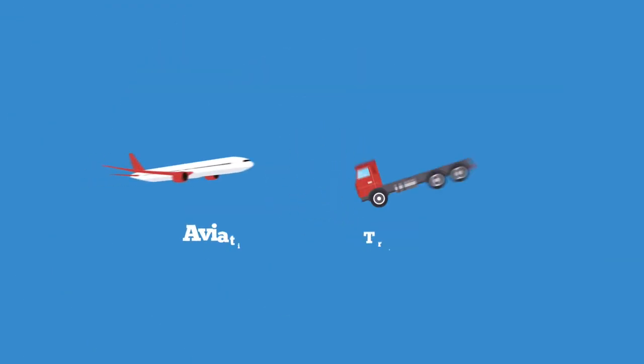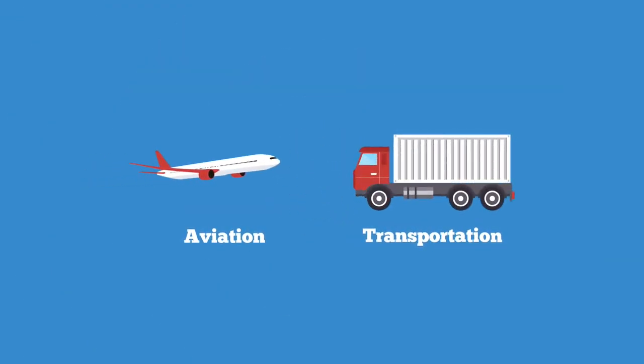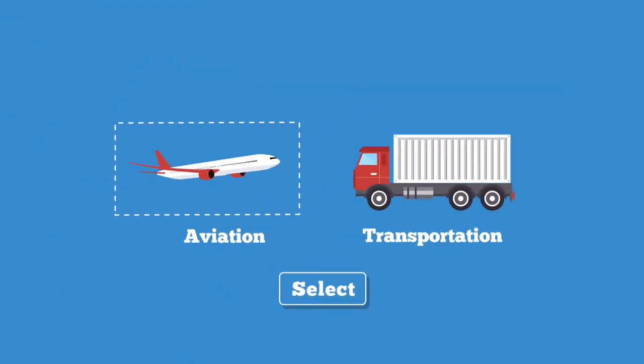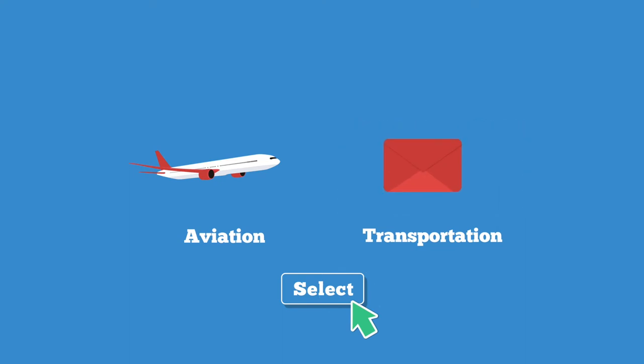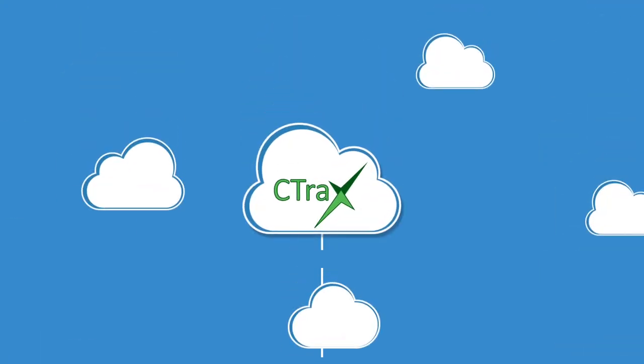CTrax offers provider type templates to make COI requests effortless. Are most of your clients in the transportation industry? Make a template for a one-button request of all coverages required. If provider type coverages are updated, renewals will be based on updated request.